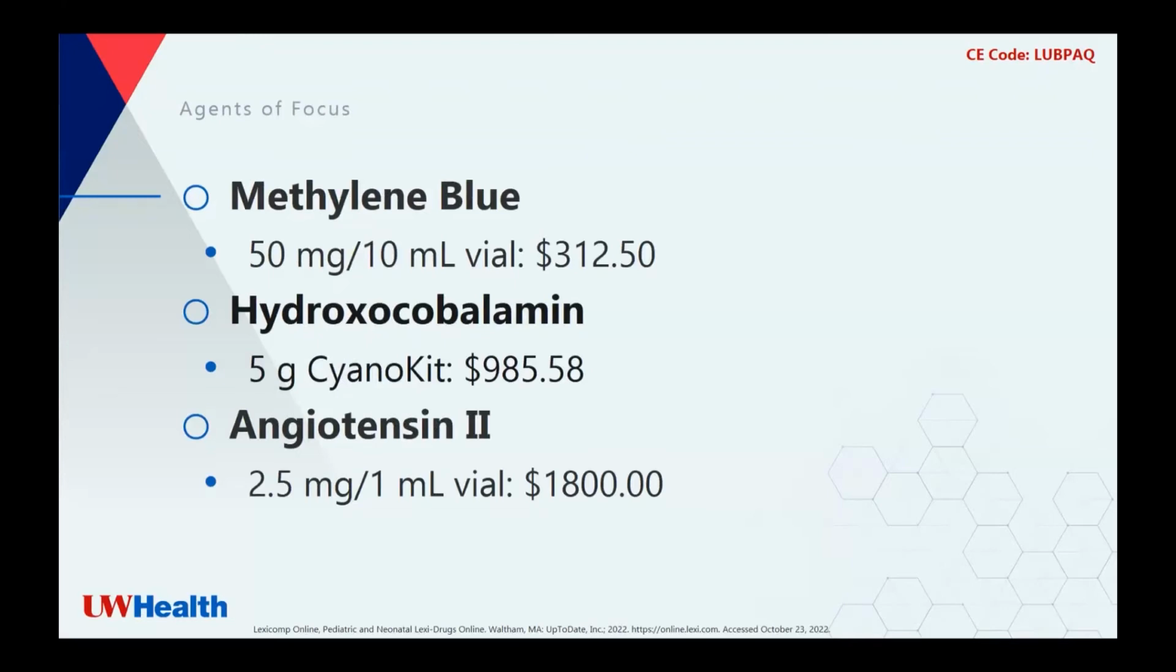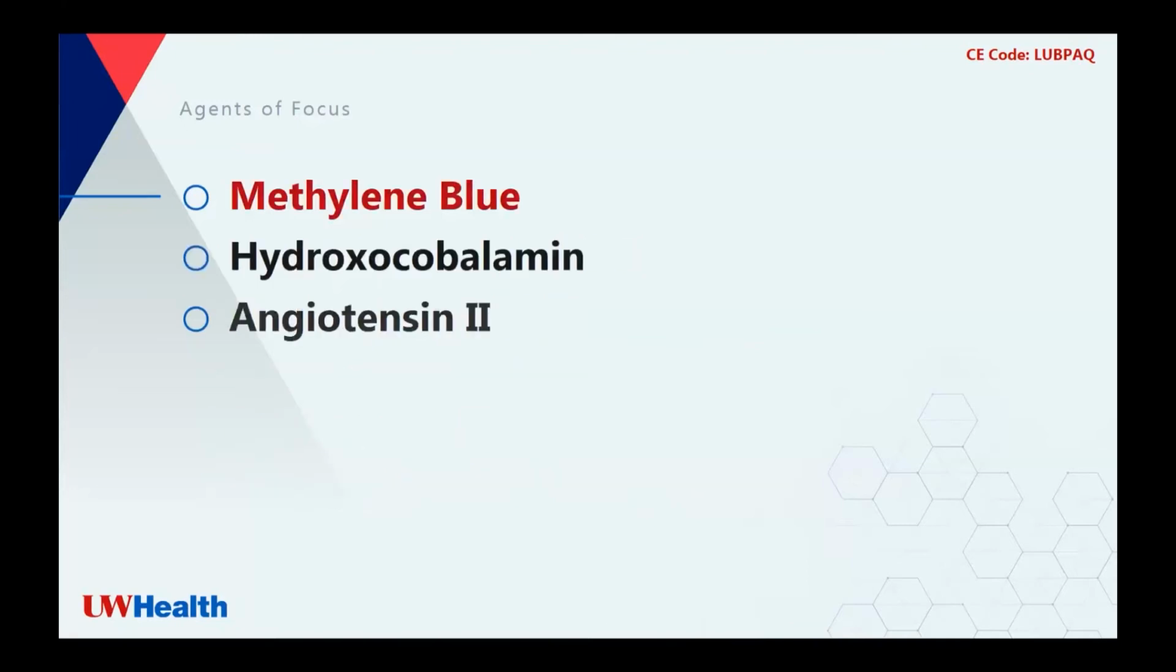As you can see, angiotensin II is the most expensive for a bag. And then the hydroxocobalamin, 5 grams is a typical dose, so almost $1,000. And then methylene blue 50 milligram vials have a price of around $300, but most doses might be around 100 milligrams, so that might be a little bit higher of a price. So when we go through each agent and you're thinking through the process of picking an agent to use, keep these cost considerations in mind.